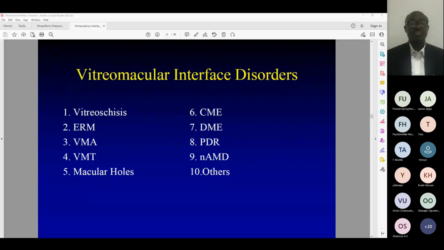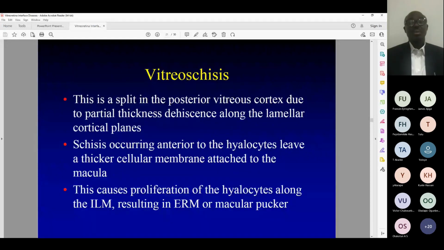Next slide, please. So let's look at vitreoschisis. This is a split in the posterior vitreous cortex due to partial thickness dehiscence along the lamellar cortical planes. Again, we look back at the arrangement of the cortical vitreous. They are in lamellae. There's always a potential cleavage where separation may happen, causing the schisis. Schisis occurring anterior to the hyalocytes will usually leave a very thick cellular membrane attached to the macula. The presence of this membrane still attached to the macula leads to proliferation of hyalocytes along the island, including recruiting of glial cells, and together resulting in one form of epiretinal membrane, or ERM.